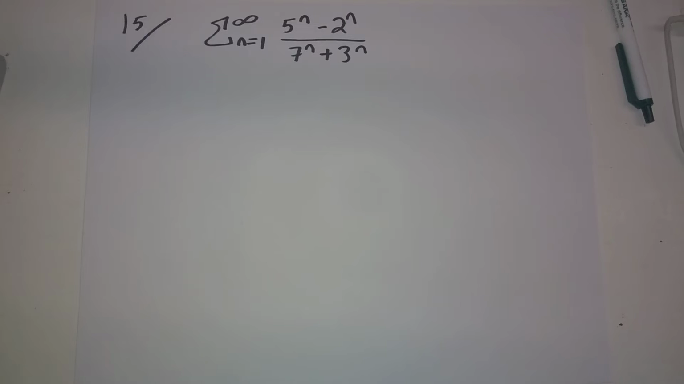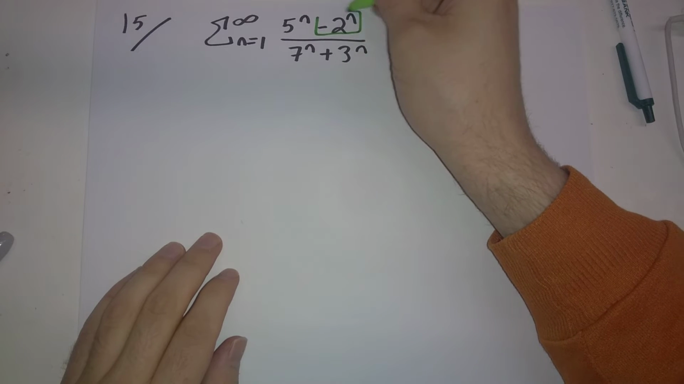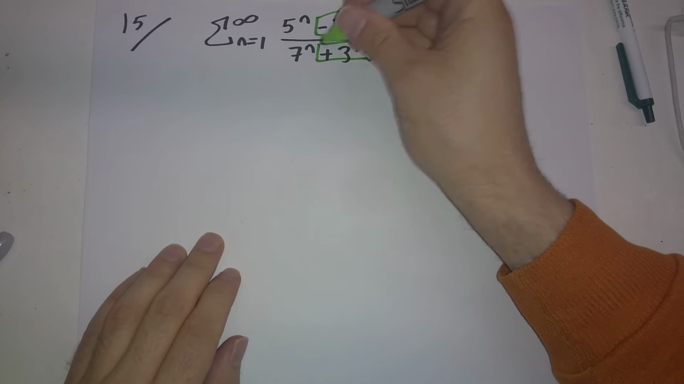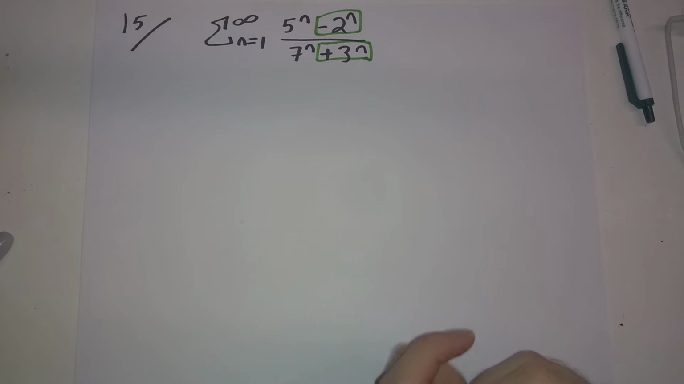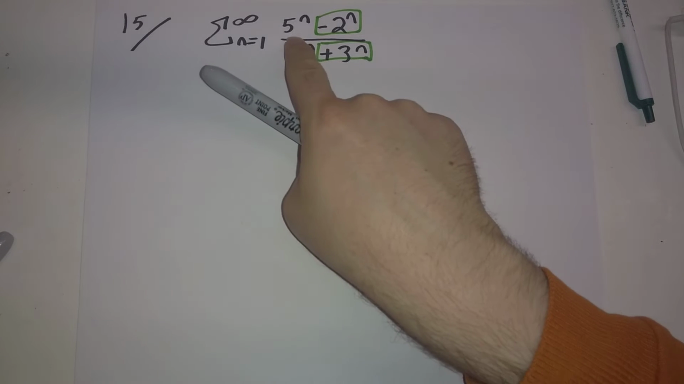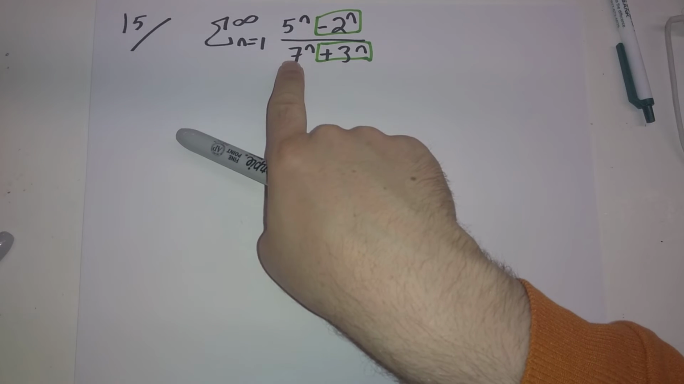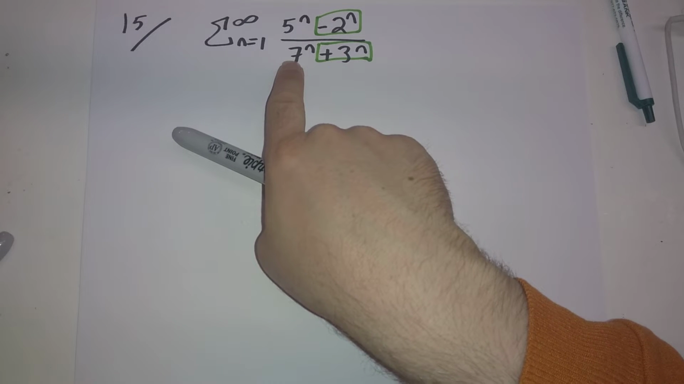Number 15, determine whether this series, the sum of n from 1 to infinity, 5 to the n minus 2 to the n, divided by 7 to the n plus 3 to the n, converges or diverges. So I see pluses and minuses in the numerator and denominator, and so these terms are kind of irrelevant, superfluous. They are less important than the other terms here as n gets really big.